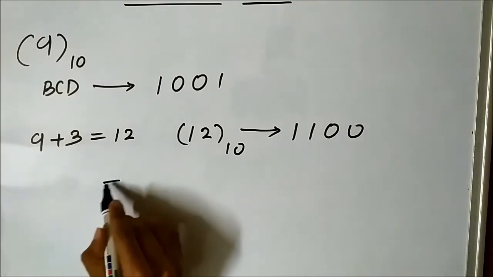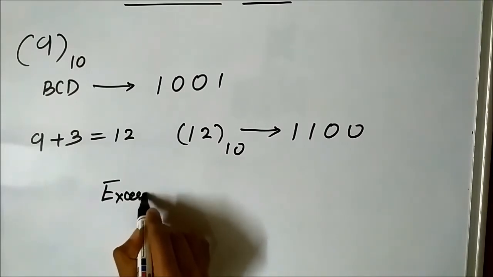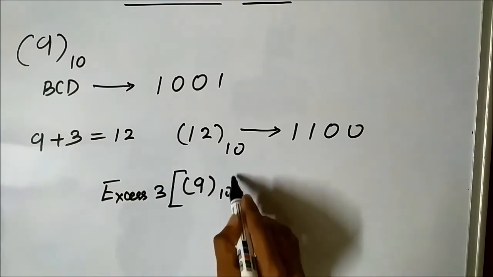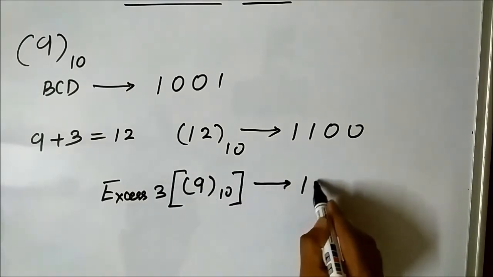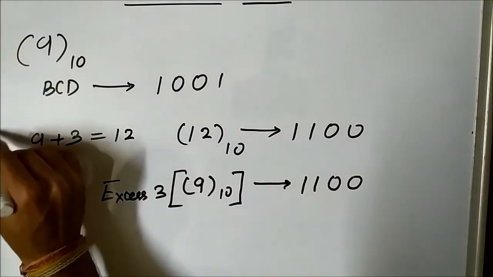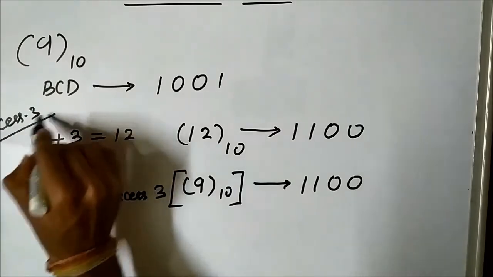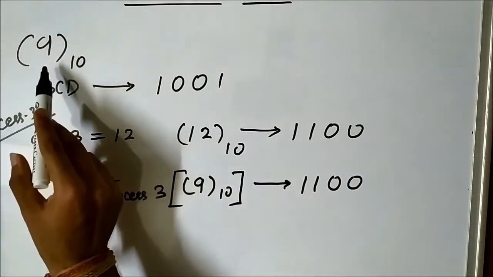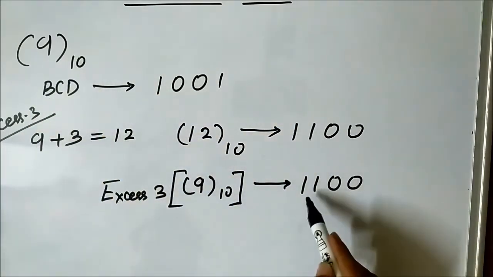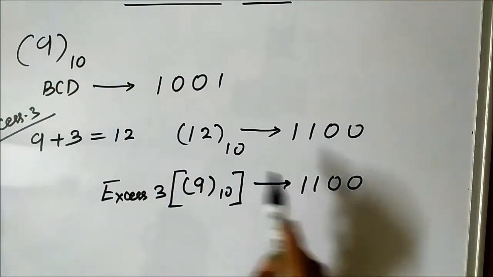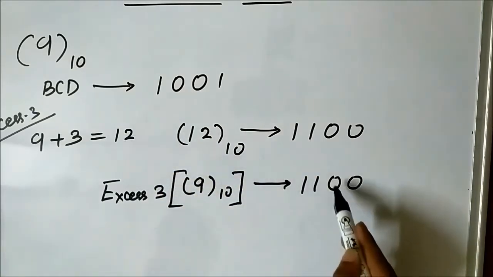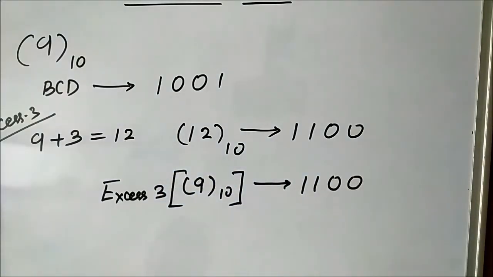The excess 3 representation of the decimal number 9 is 1100. The same decimal number 9, which is represented as 1001 in the BCD system, in the excess 3 system is represented as 1100. Because we add 3 to the decimal number, the result which we get, that is 12, is represented using the 4-bit binary code.